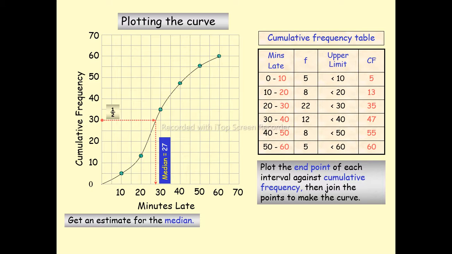And then we have the lower quartile, and that's a fourth of 60. So that's 60 divided by 4, which is 15.